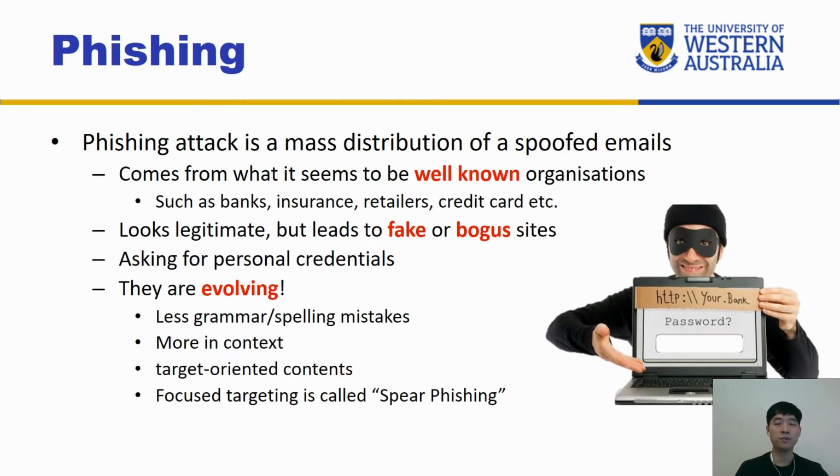So let's have a look at a few different types, starting with phishing. A phishing attack is a mass distribution of spoofed emails. Basically, they're trying to send you a bunch of things like the examples that I described before, and trying to get you to click a link or download some files that are going to run some malicious scripts and whatnot. Okay. So what they'll try to hide is that it seems to come from well-known organizations, okay, banks, insurance, retailers, credit cards, and so forth.